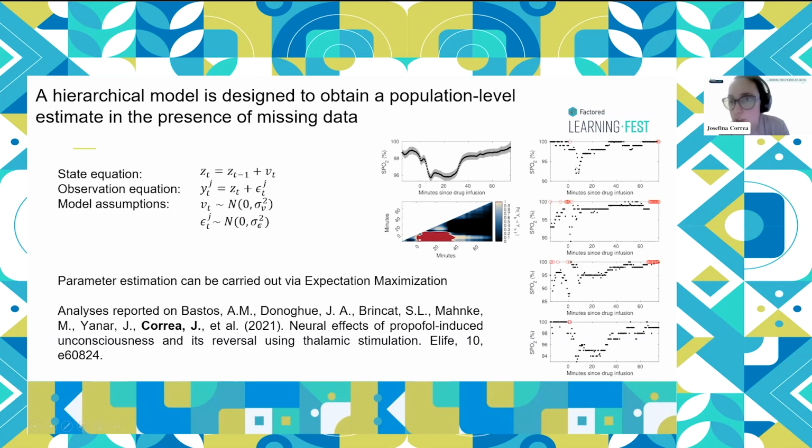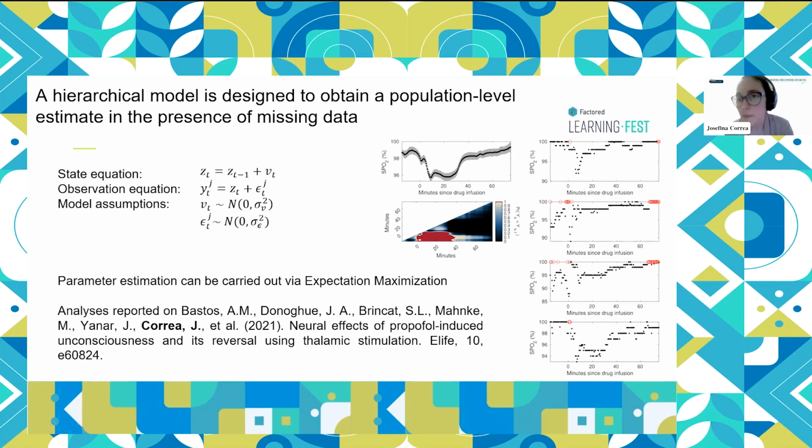So for example, here you see examples from 4 different animals, and the black dots indicate the blood oxygenation level. And these are measured over several minutes. So you can see it's a long recording session. And it's a percentage of blood oxygenation. And the red circles indicate instances in which we have a dropout of the measurement. So we have missing data.